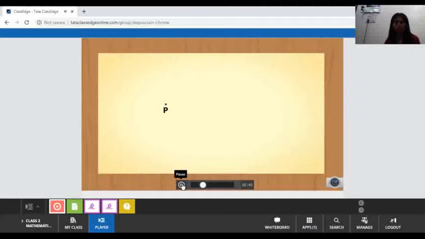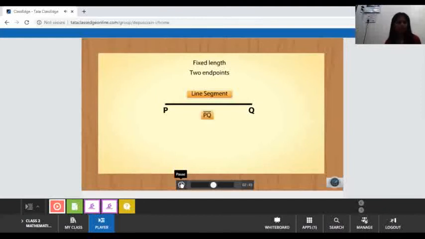Now let's consider another point Q. We shall join points P and Q by drawing many other points in a straight path. What we finally get is a line segment. A line segment has a fixed length and two endpoints. The endpoints in this line segment are P and Q. We use the endpoints to name the line segment. This line segment can be called PQ or QP. We can denote line segment PQ in this way.